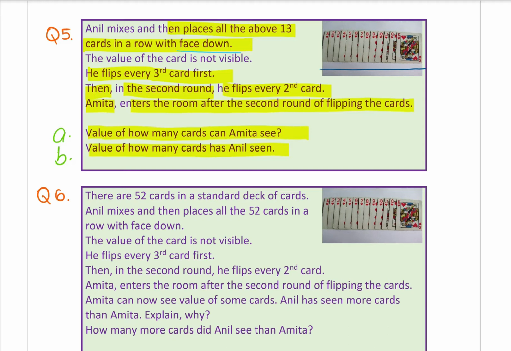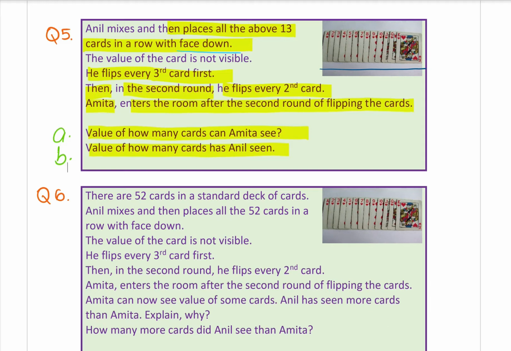Anil mixes and then places all the 52 cards in a row face down. The value of the cards is not visible. He flips every third card first. Then, in the second round, he flips every second card. Amita enters the room after the second round of flipping the cards. Amita can now see the value of some cards.